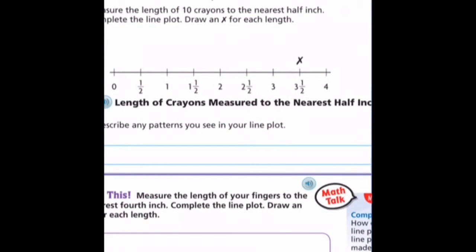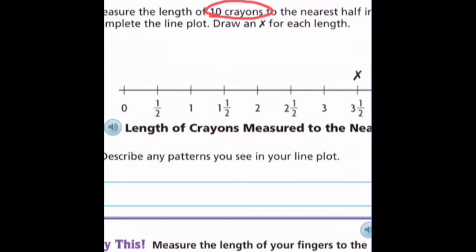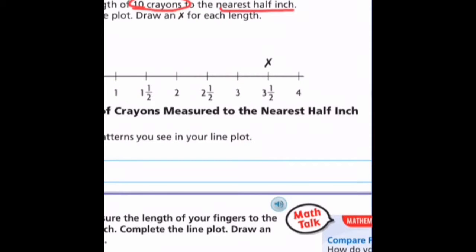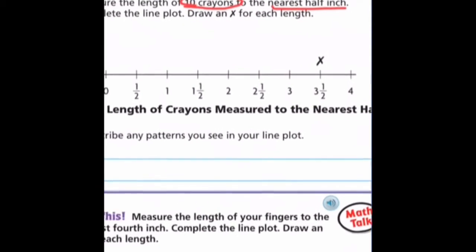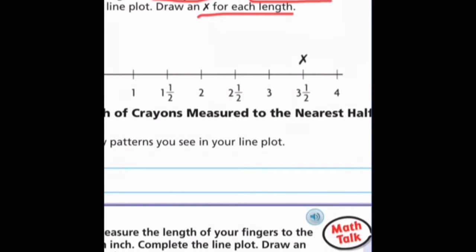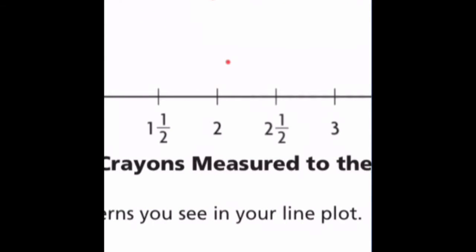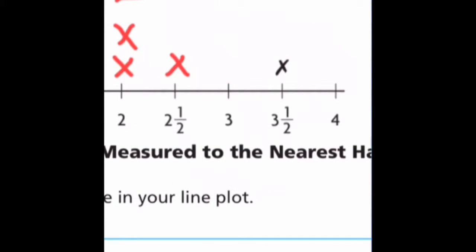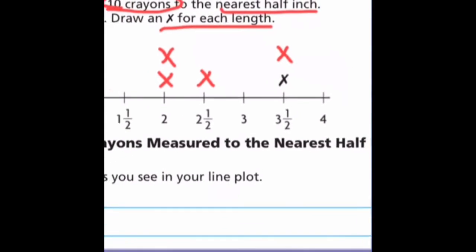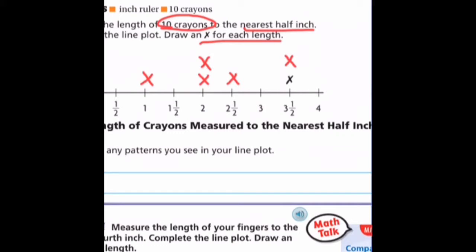It says to measure the length of 10 crayons. You can borrow my crayons, measure their lengths to the nearest half inch, and then complete the line plot. Draw an X for each length. Before you get started, let's pretend I measured a crayon that was 2 inches long. I would put an X there. And then I measured a crayon that was 2.5, I'd put an X there. And then a crayon that was 1, another crayon that was 2, and a crayon that was 3.5. Each X represents a crayon that I measured.